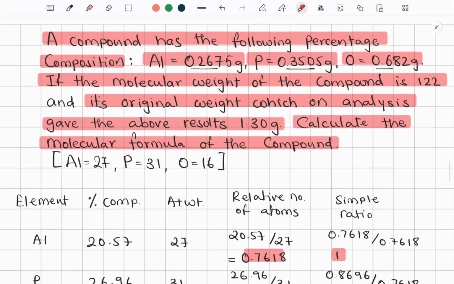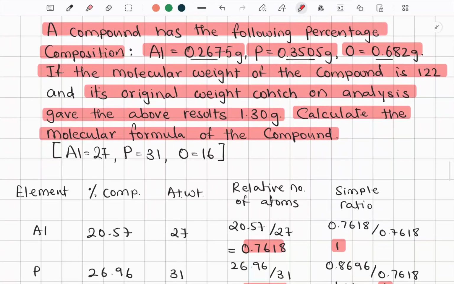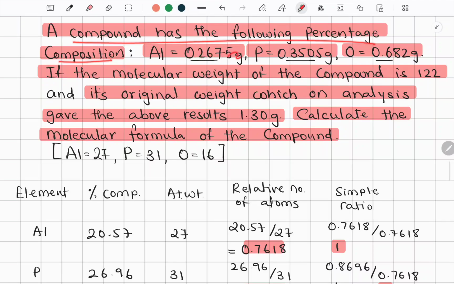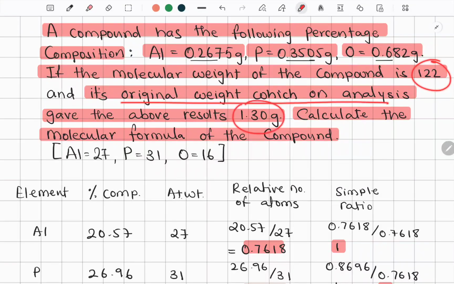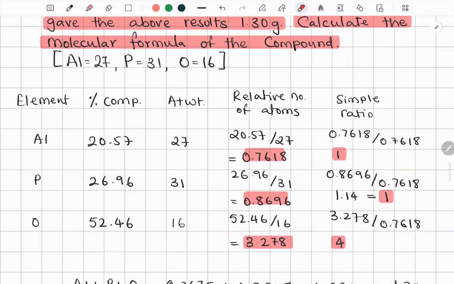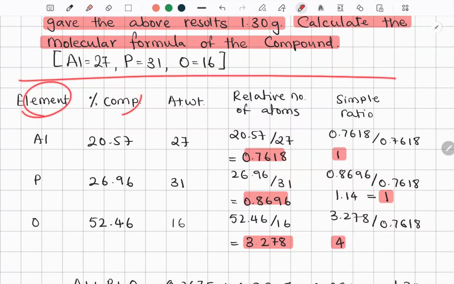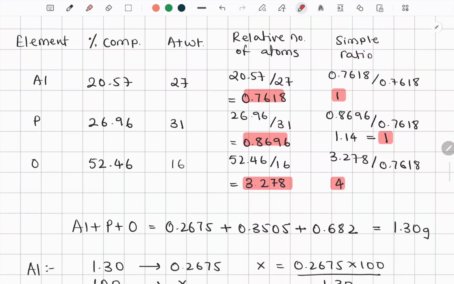So this question was a bit lengthier, but it was simple. So first of all, the compound has the following percentage composition, and it was given in the form of grams and not in the exact percentage form. It was given that the molecular weight is 122. The original weight was given, which was 130 gram. When you add this and this, the total becomes 130 gram, and it was asked to calculate the molecular formula. So we created this table first of all: element, percentage composition, atomic weight, relative number of atoms, and simple ratio.